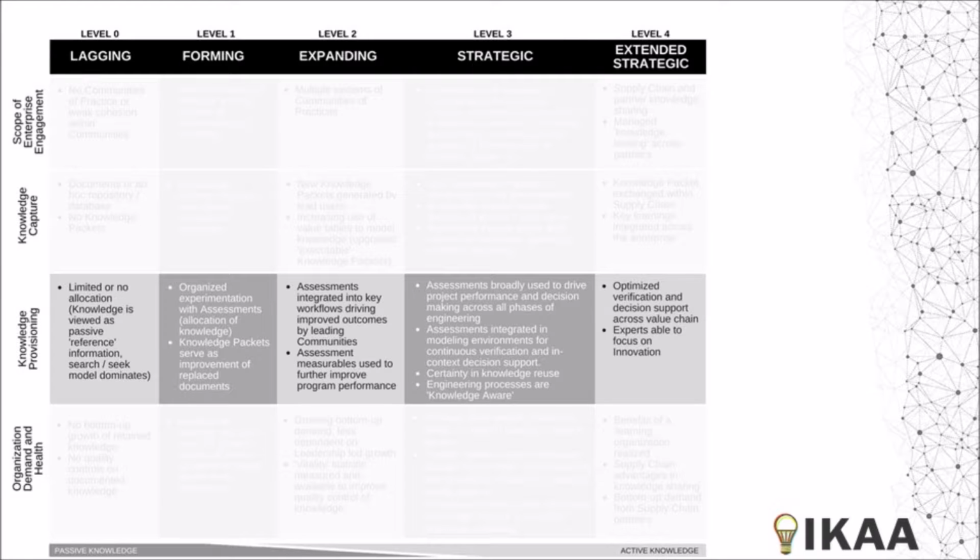Next, the provisioning of knowledge across the organization is the next measurement of Knowledgeware maturity. At the lower end, there's no real effort to ensure the knowledge is allocated into the workflows. Knowledge is viewed as passive, and its application is strictly dependent upon the knowledge consumer to initiate the search for what they might need. At the forming level, there are small pockets of the organization that are beginning to experiment with the provisioning of knowledge through knowledge packets.